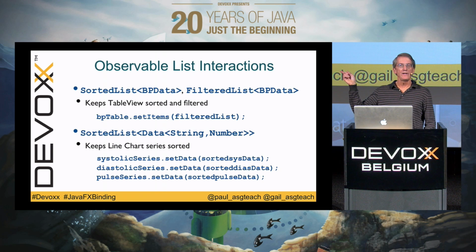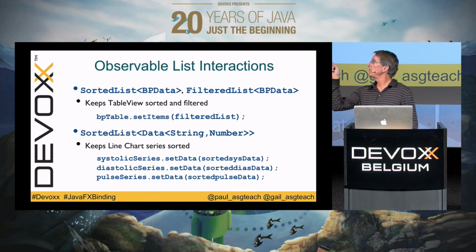Now what you want to look at here is the call to setItems with the TableView control. That's the BP table, right? And the filtered list argument makes the blood pressure data sorted and filtered in the table at all times. The table view will automatically update anytime the filtered list changes once this items property is set.